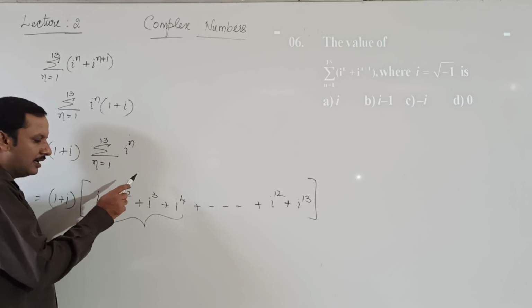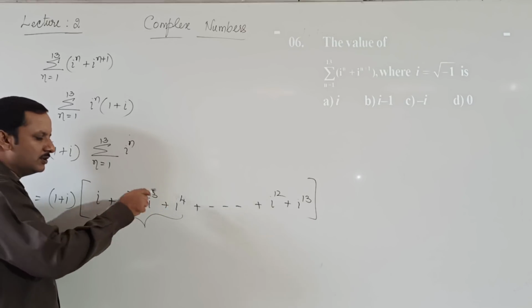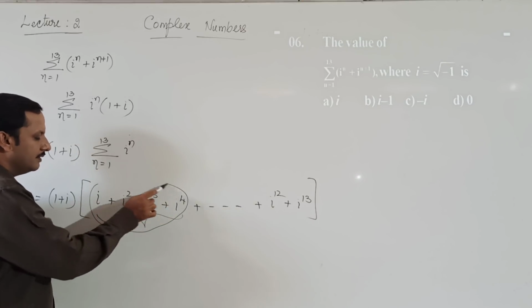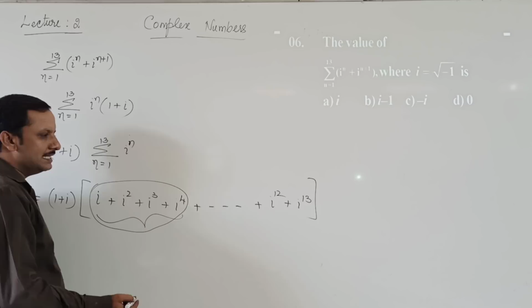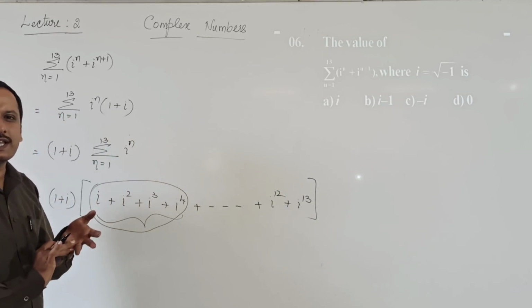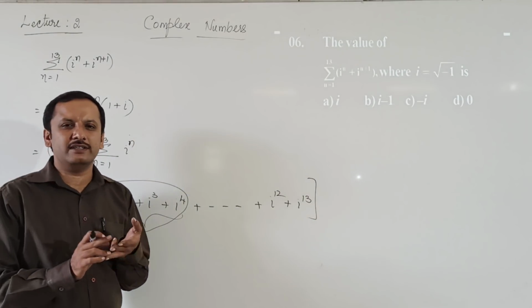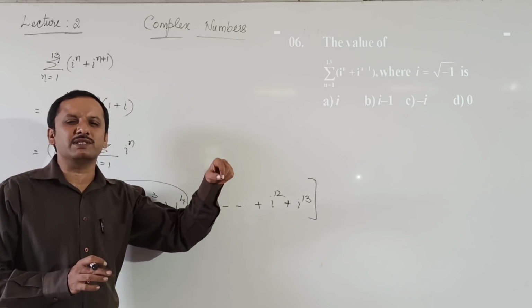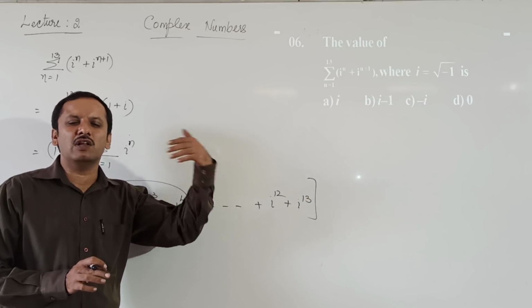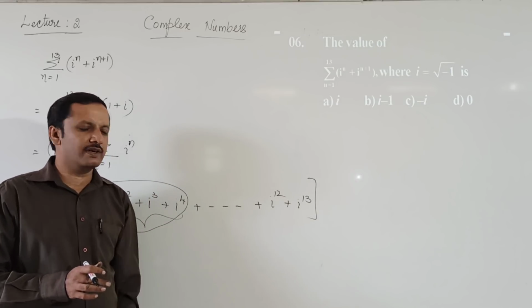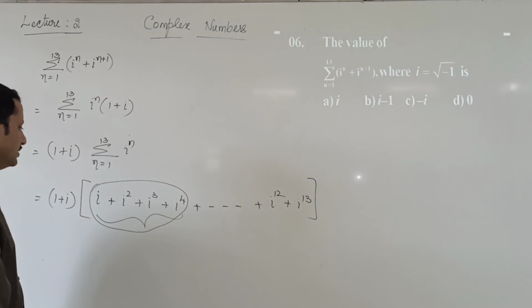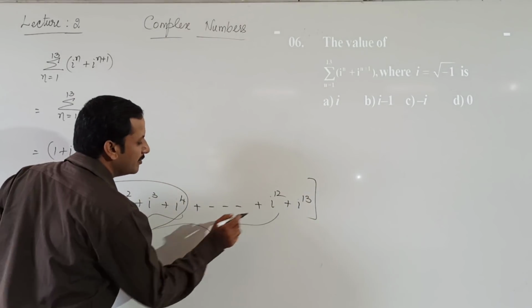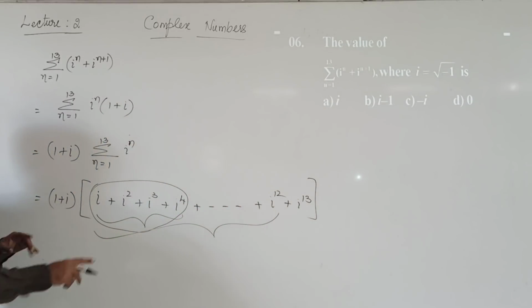i minus i square is minus 1, i power 4 is plus 1, those 2 get cancelled. Right? In this way, this gets cancelled. Similarly, i power 5 plus i power 6 plus i power 7 plus i power 8, that also becomes 0. And i power 9 plus i power 10 plus i power 11 plus i power 12 will also become 0. Then what is left? i power 13 will be left. So till here everything will be 0, I mean the sum of all those will be 0.